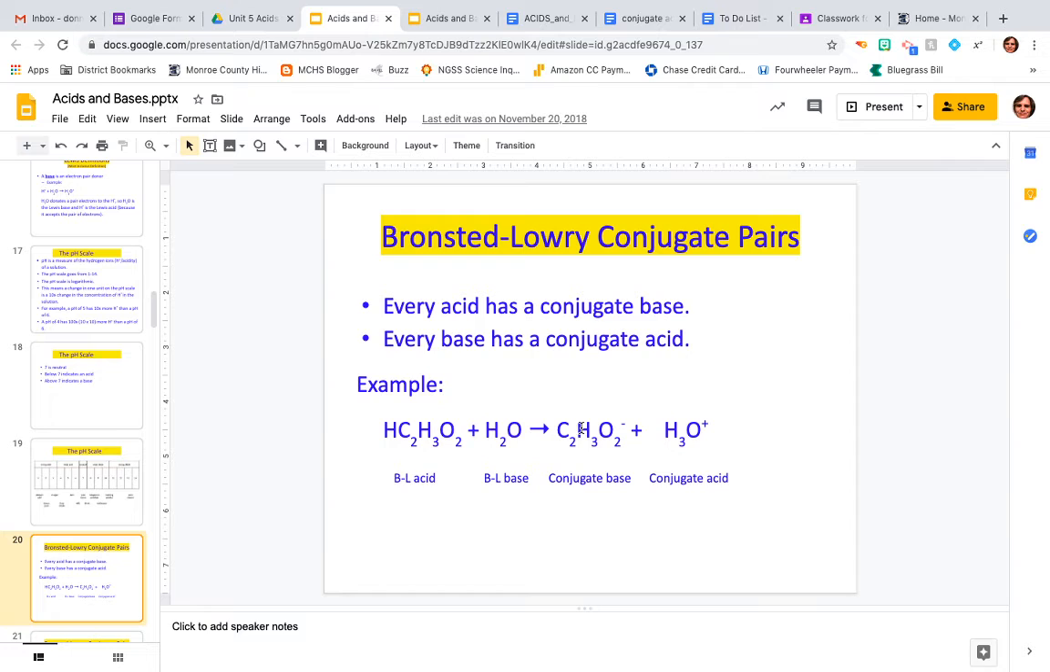This became this, so it got rid of an H, so that had to be an acid because it donated. This became this, so that had to be the base because it accepted. So this accepted and became this. This is the base, this is the conjugate acid, this is the acid, this is the conjugate base. And we're going to do some practice with that as well.